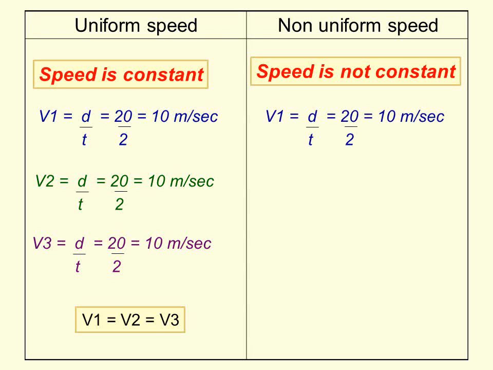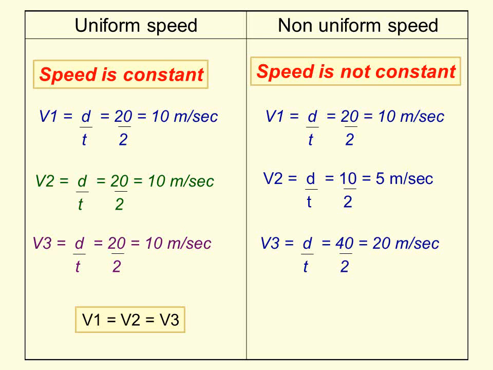Okay, non-uniform speed. Here v1 equals distance over time, 20 over 2, equals 10 meters per second. v2 equals d over t equals 10 over 10... equals 5 meters per second. v3 equals d over t equals 40 over 2 equals 20 meters per second. Look at every speed here: the first case 10 meters per second, the second case 5 meters per second, and the third one 20 meters per second.